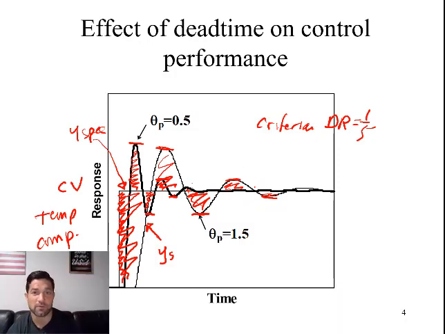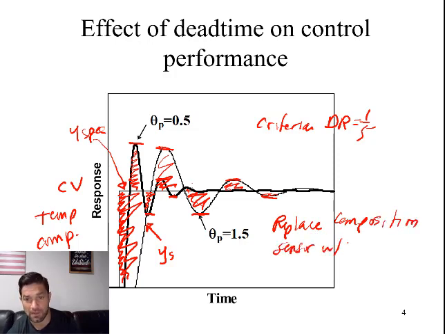You can achieve this type of performance by simply replacing a composition sensor with a temperature sensor. Because again, the composition sensor might take a couple minutes to get the composition value, and the temperature sensor is going to be significantly faster. In this type of approach, it's still necessary to measure the composition periodically to make sure that the composition is at the target value.